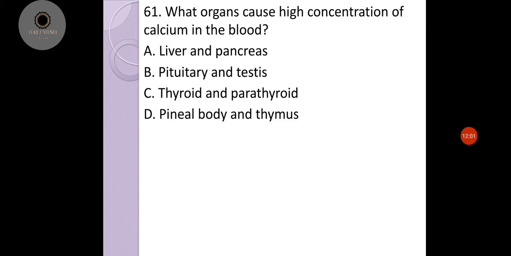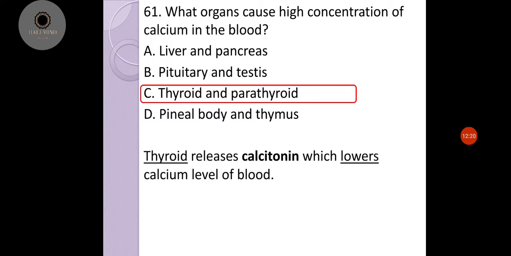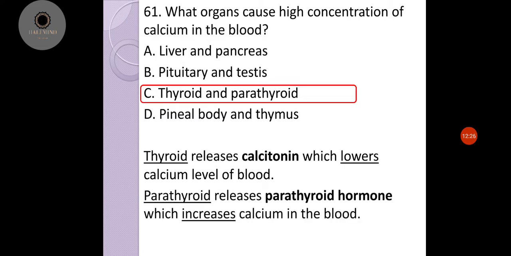61. What organs cause high concentration of calcium in the blood? Is it A, liver and pancreas, B, pituitary and testes, C, thyroid and parathyroid, and D, pineal body and thymus? Our answer here is letter C, thyroid and parathyroid. Bakit? Because thyroid releases calcitonin, a hormone which lowers calcium level of blood. And also parathyroid releases parathyroid hormone, which increases calcium in the blood. So, si thyroid naglo-lower down ng calcium level sa blood, while si parathyroid nag-i-increase ng calcium level in the blood. So, our answer is letter C, thyroid and parathyroid.